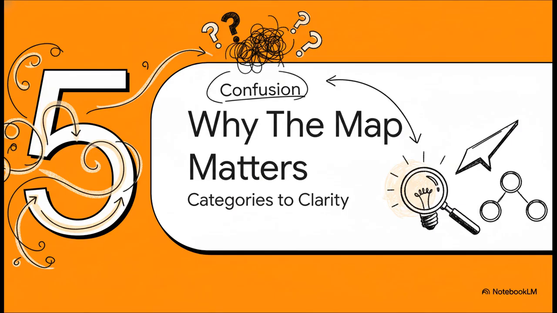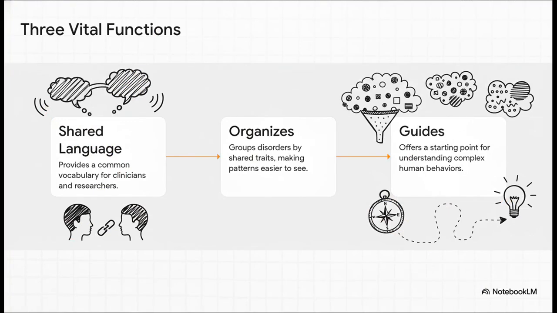So we've toured the entire map, but you might be wondering, what's the point of all these categories? Why does organizing personality this way actually matter? Well, it's all about moving from confusion to clarity. When you boil it all down, this cluster system does three absolutely vital things. First, it creates a shared language so that all the professionals can communicate effectively. Second, it organizes just immense complexity, helping us see the patterns by grouping similar disorders together. And third, it guides our understanding, giving us a valuable starting point for treatment and for research.